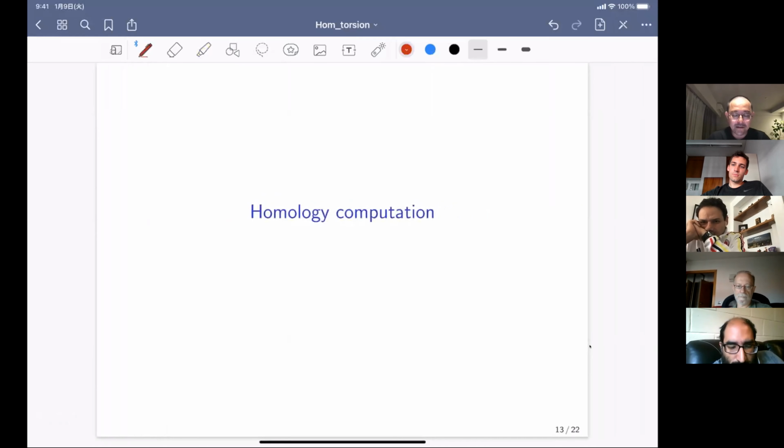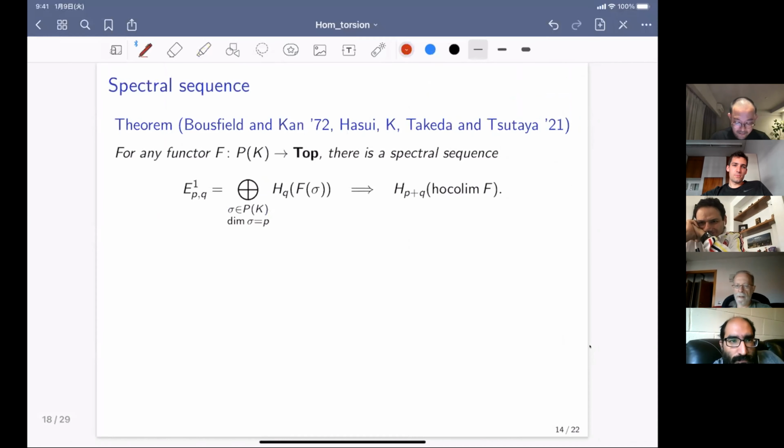Let's move to the second step, which is a homology computation. Of course, we already have a hocolimit description of Hom ZMG1. We can compute its homology by this Bousfield-Kan spectral sequence.